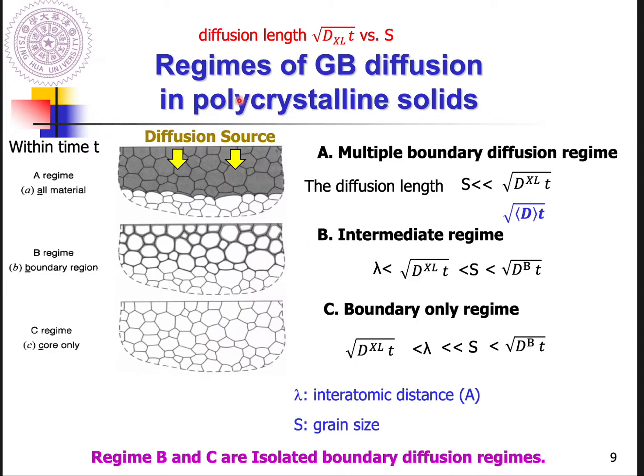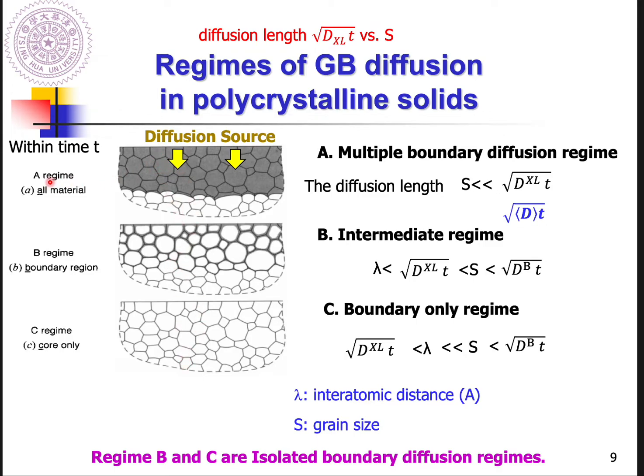And as we mentioned, now you have the grain boundary as a possible diffusion path, right? So there are three different regions of grain boundary diffusion in polycrystalline materials. In the beginning you can observe the diffusion source on the top of your material, and this is a cross-section view. So the diffusing agent diffuses along this direction. And after time t, diffusion happens, and you can observe different types of diffusion patterns.